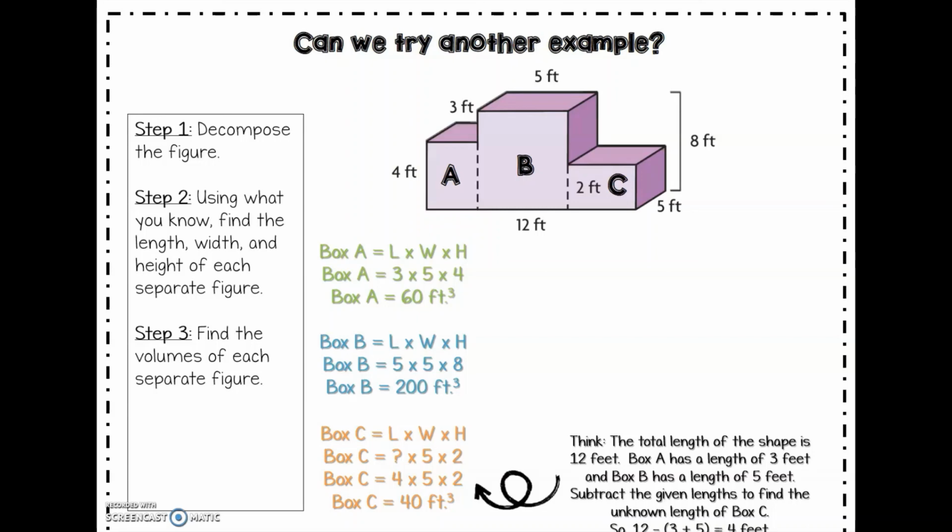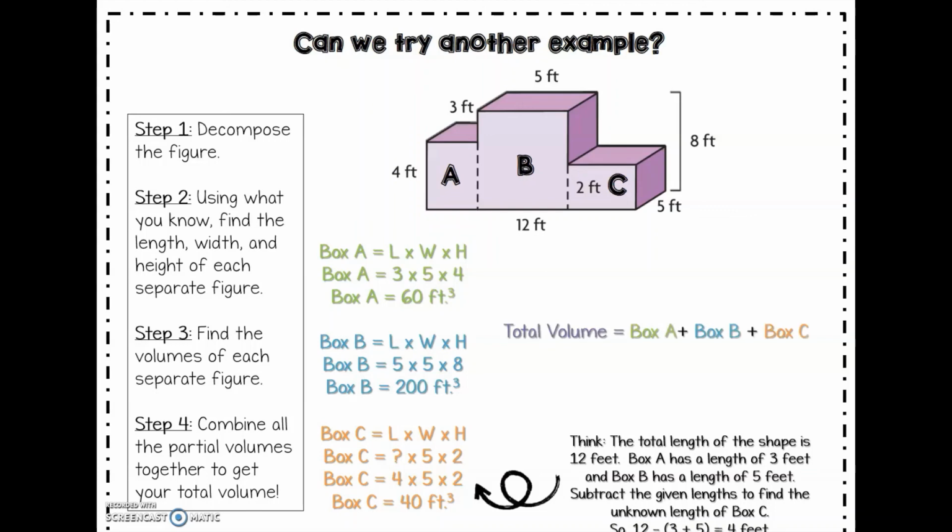Now that I have all three of my mini totals, I can do my last step, which is to combine all of those partial volumes together to get my total. So my total volume will be box A plus box B plus box C, which means I'm going to add together the 60 cubic feet, 200 cubic feet, and 40 cubic feet, which means my total volume is 300 feet cubed, or 300 cubic feet.